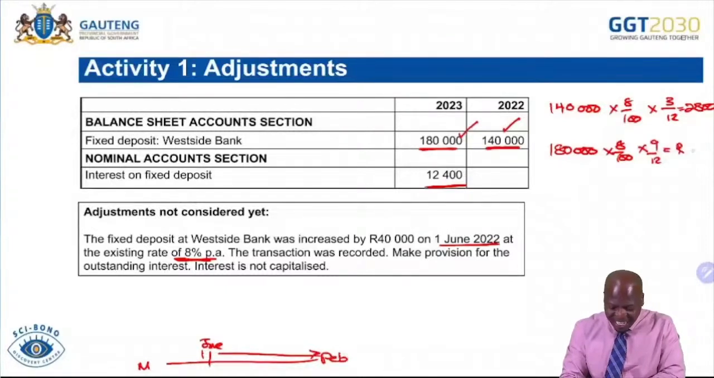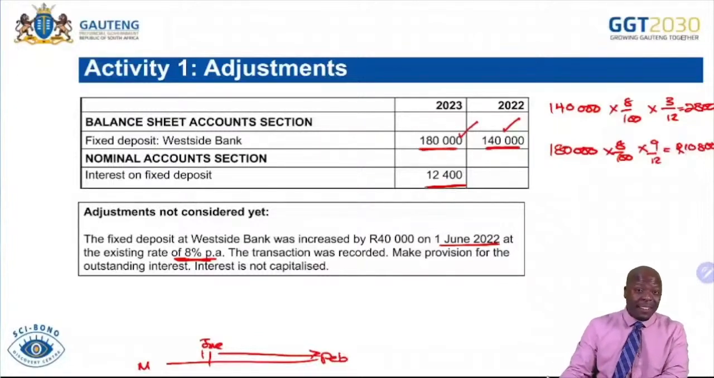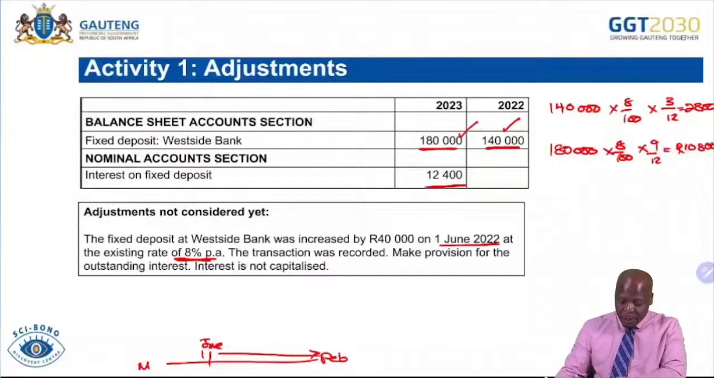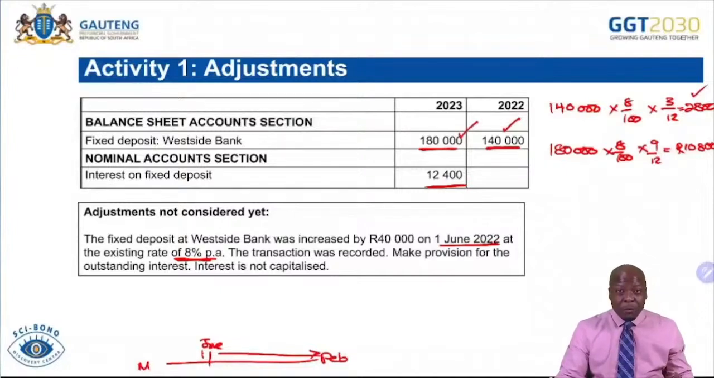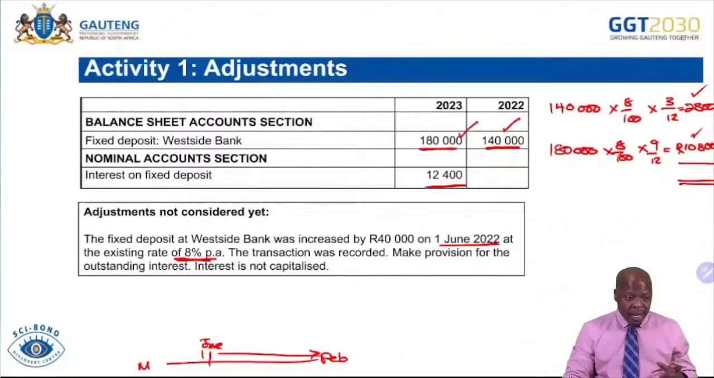Okay, let's see again those calculators quickly. How much do you get? 10,800. Therefore, for the first 3 months, we earned interest of 2,800. For the next 9 months, we earned interest of 10,800. For the entire year, we have earned interest of 13,600. This is the total interest that we've earned in this financial year.